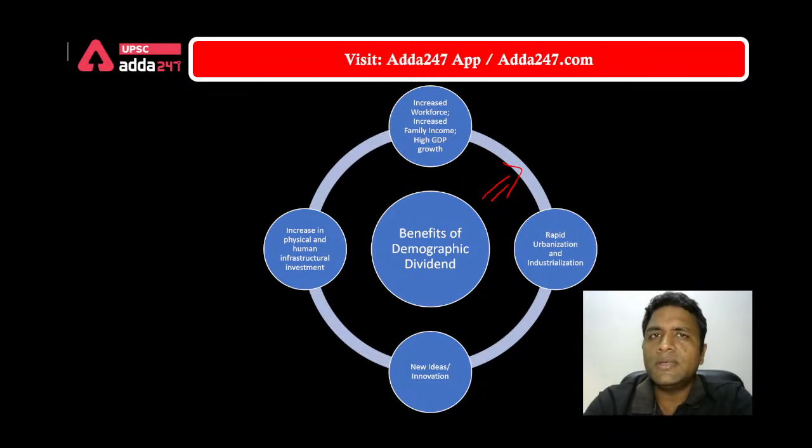I hope you understood what demographic dividend is and what the challenges associated with it are. If we have to ensure demographic dividend, you can have an increased number of people in the workforce and in the economy. That will ensure more income in the family, that the economy moves further, and that GDP grows well. So there can be more savings, more consumption, and also rapid urbanization and rapid industrialization.